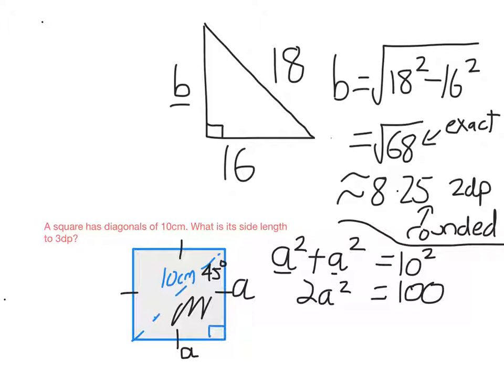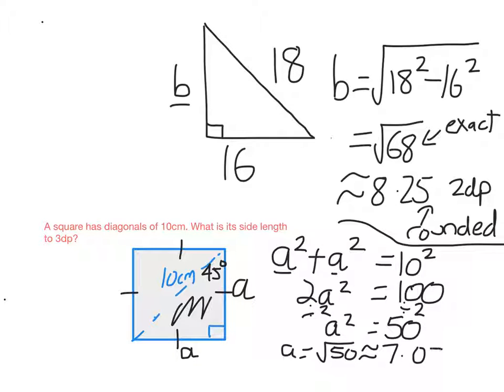So then I divide each side by 2. Then I get A squared equals 50. So A is just going to be the square root of 50. Again, that is the exact value. So if the question said give your answer in exact form, then we're done. And if we had to round it, we just put square root of 50 on our calculator, and the answer to 3 decimal places is 7.071. So that's to 3 decimal places.